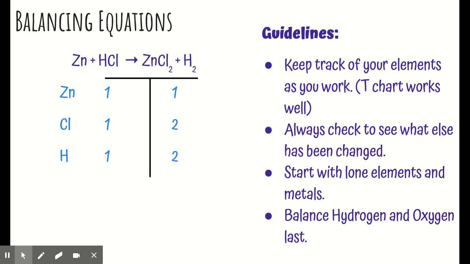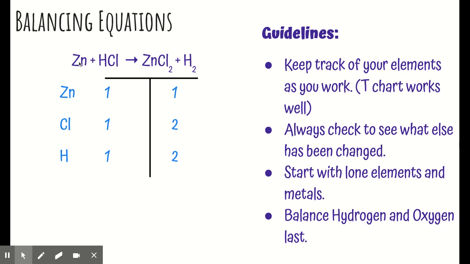Okay, so we're going to show you the start to finish product. This is what I'm starting with here. I have zinc plus hydrochloric acid, or you could say hydrogen chloride, and that's going to yield zinc chloride plus hydrogen gas. On the left-hand side, I have 1 zinc, 1 chlorine and 1 hydrogen. On the right-hand side, I have 1 zinc, 2 chlorines, and 2 hydrogens.